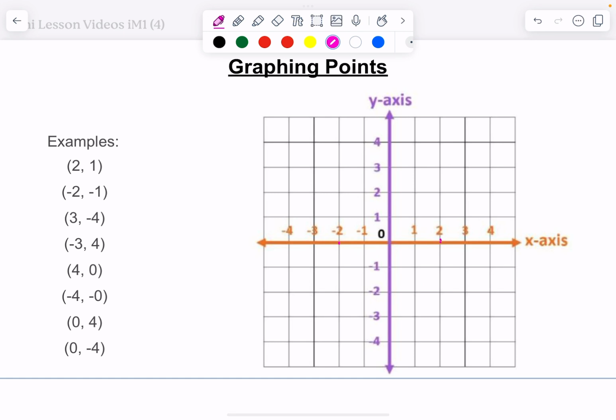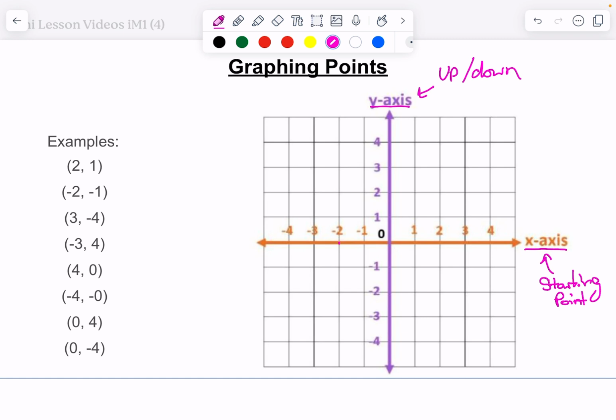So the first step in graphing points is to identify our x and y axes. Our y-axis is going to be the line that goes up and down, and as you can see in this case it's purple. The x-axis is our starting point. Okay, and it's the orange line that runs side to side. Now our y-axis, this tells us the up or down. Okay, so let's go ahead and get started with our first point, 2, 1.